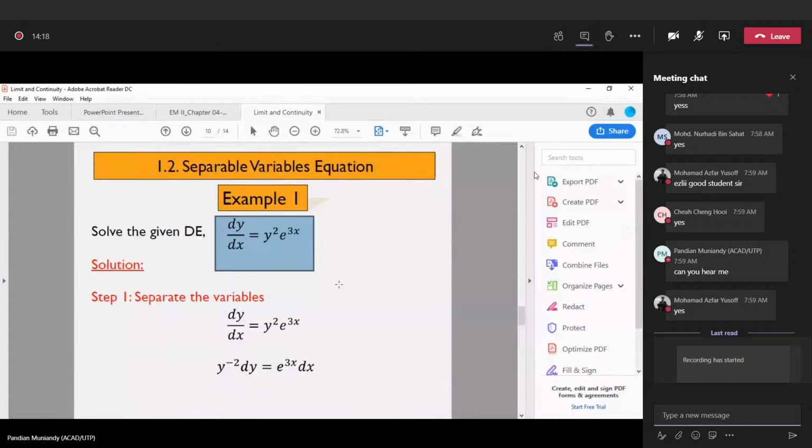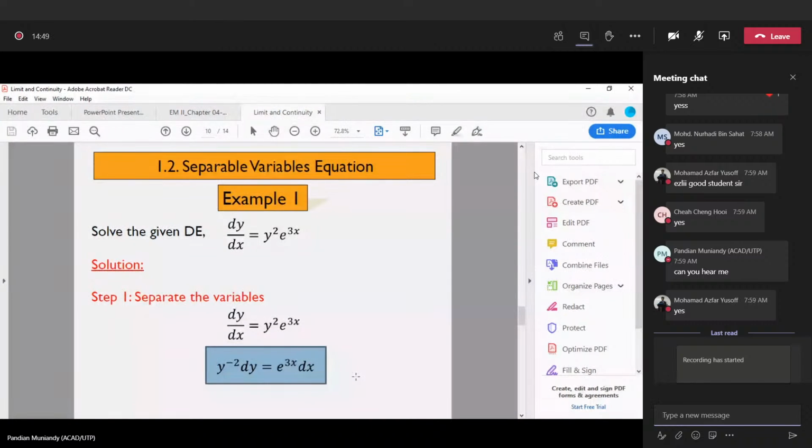So this y squared, you must bring to the left hand side. That is the idea. 1 over y squared, you write as y power minus 2 dy, because 1 over y squared you cannot integrate. You must put y power minus 2, then we use the power rule. So this step is very important. This is what we call separating the variables.